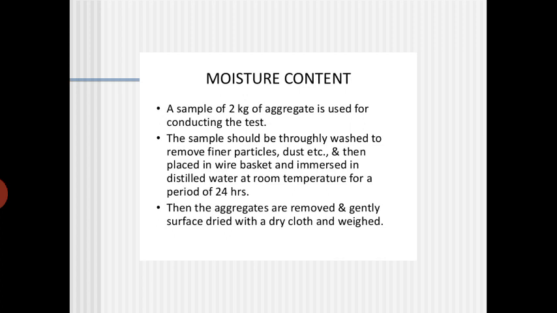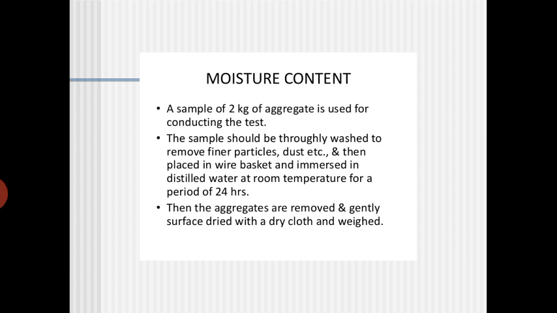Of course we take a small cup, normally made up of copper, a small copper box, and initially we weigh it. Then we keep it in the oven at about 105 degrees centigrade for 24 hours. Then after 24 hours we take it out and cool it. Then we take the final weight, and the difference is the moisture content. Similar concept and similar method we will use in the determination of moisture content of the aggregate.